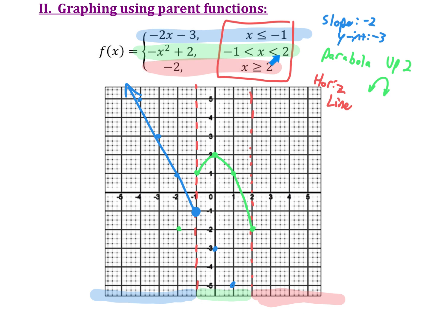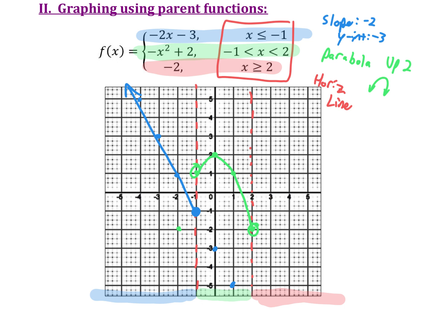Now, neither -1 or 2 are included. That's strictly less than symbol, which means I have to have an empty circle. So filled in inequality symbol, filled in dot, if it's included.